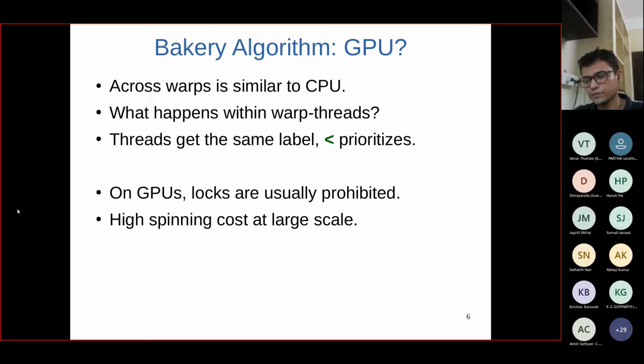So on GPUs, let us understand this. Locks are typically prohibited on GPUs. If you see, we generally use locks on the CPU, right? If you have studied operating systems, we use locks for handling the critical section for multiple threads. But on GPUs that is prohibited. I mean, we can use it, but it's prohibited because there is a large cost involved, because a CPU has a few tens of threads, while GPUs have hundreds of thousands of threads.